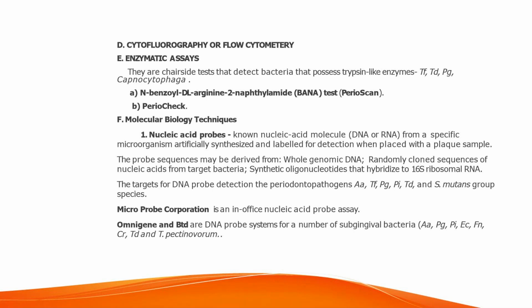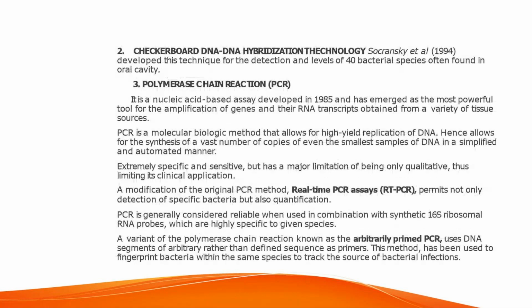Thus, we know the targets of DNA probe detection are the periodontopathogens AA, TF, PG, PI, and Streptococcus mutans group species. An in-office nucleic acid probe is available from Microprobe Corporation, mainly called Omnigene. Then we have checkerboard DNA hybridization technology, developed by Socransky et al. in 1994 for detection of different types of bacterial species found in the oral cavity.